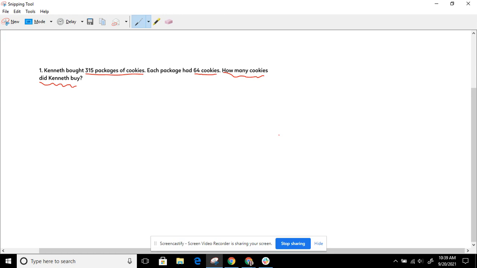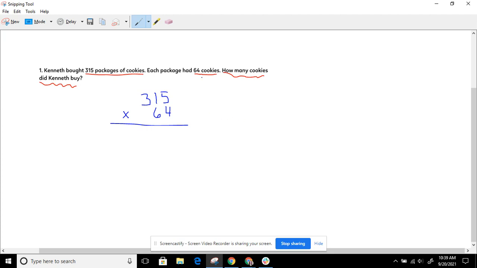So I could do 64 plus 64 plus 64 plus 64, and I could add that 315 times, or I could multiply. So what that would look like is 315 times 64. And notice how I'm setting this problem up. I'm stacking my 2 numbers, and I'm lining up each digit by its value. My 1s are on top of my 1s. My 10s are on top of my 10s. And there's only 1 digit in the 100 spot, which is my 3.